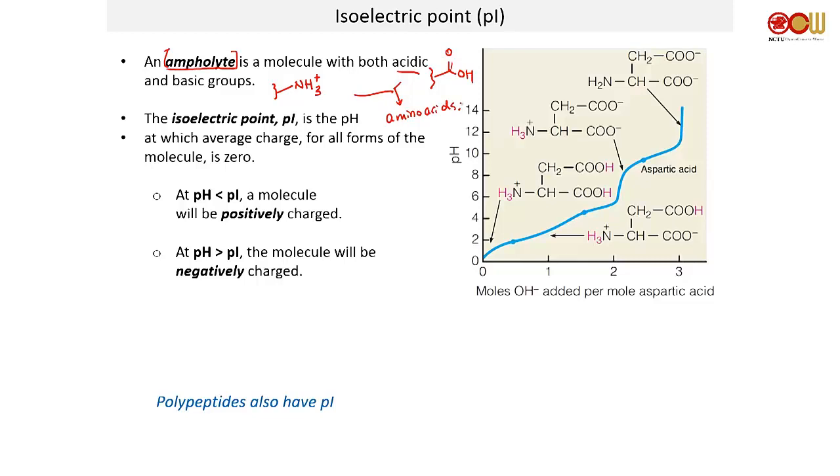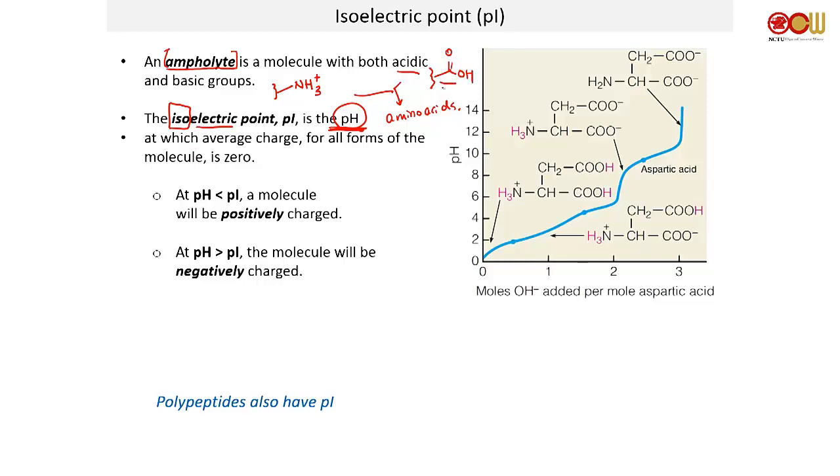All right, so then isoelectric point. Iso meaning same, electric meaning charges, electricity. So isoelectric point is the pH, a particular pH at which the average charge of all forms of the molecule is 0. We'll see some examples a little bit later, but for now, just take my word for it. It basically means that this is the pH at which the charge on the molecule becomes 0, because the molecule has both acidic group and basic group.